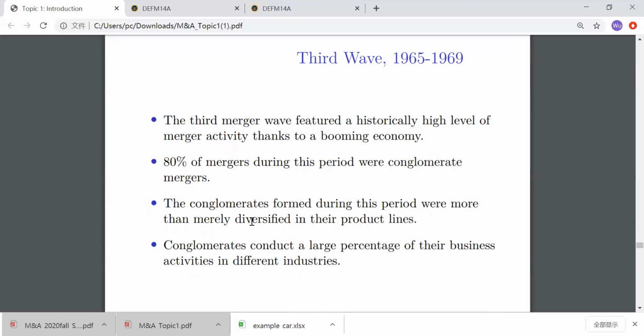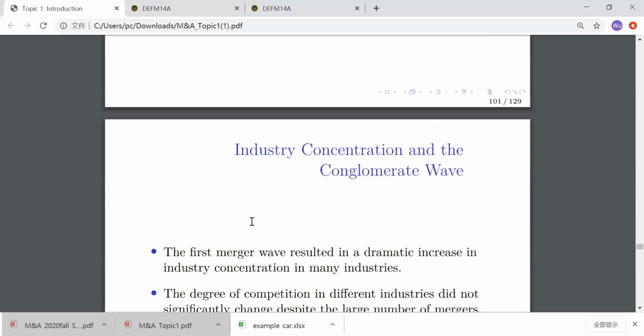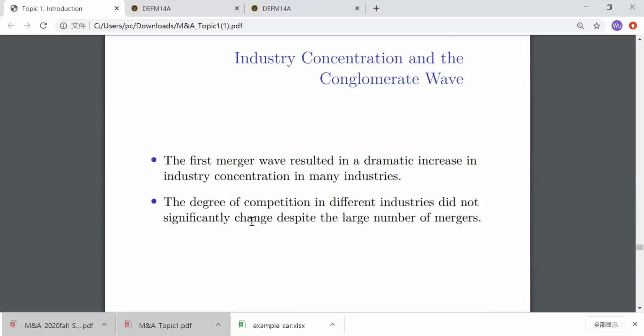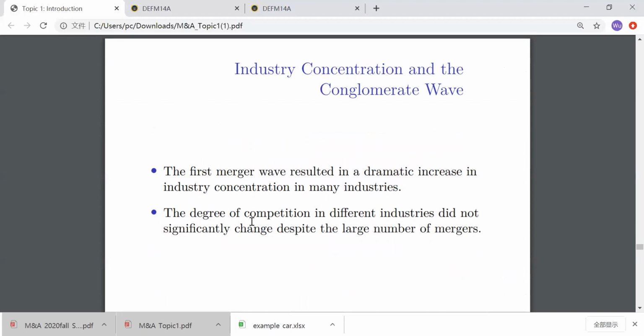Basically, conglomerates in this period conduct a large percentage of their business activity in different industries. For example, General Electric conducted many acquisitions in this period and became a conglomerate. The first merger wave resulted in a dramatic increase in industry concentration, but in this third wave there's not a dramatic increase in concentration because this is a conglomerate wave. The industry does not become concentrated. It's just that firms began to acquire firms in other industries.